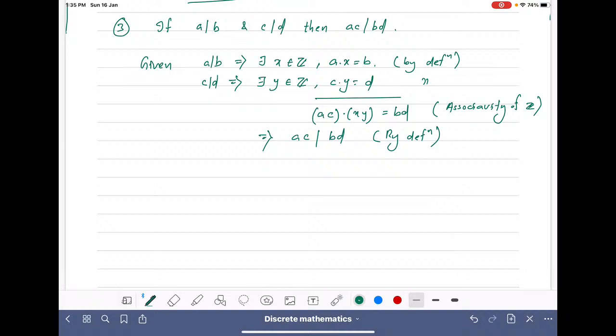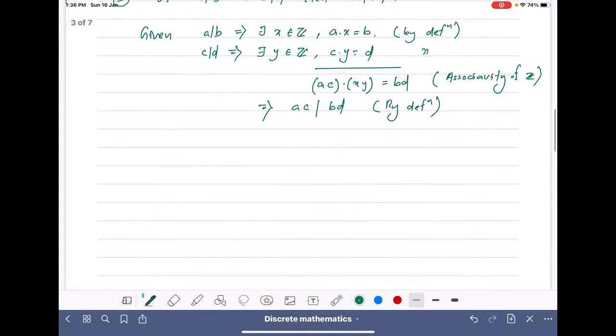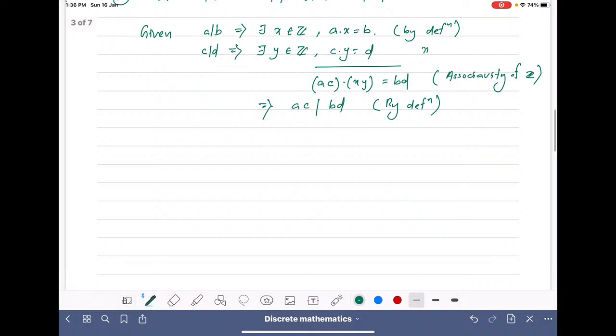Then there are two or three more results. This is an important one. If A divides B and B divides A, then A equal to plus or minus B, and this is if and only if.